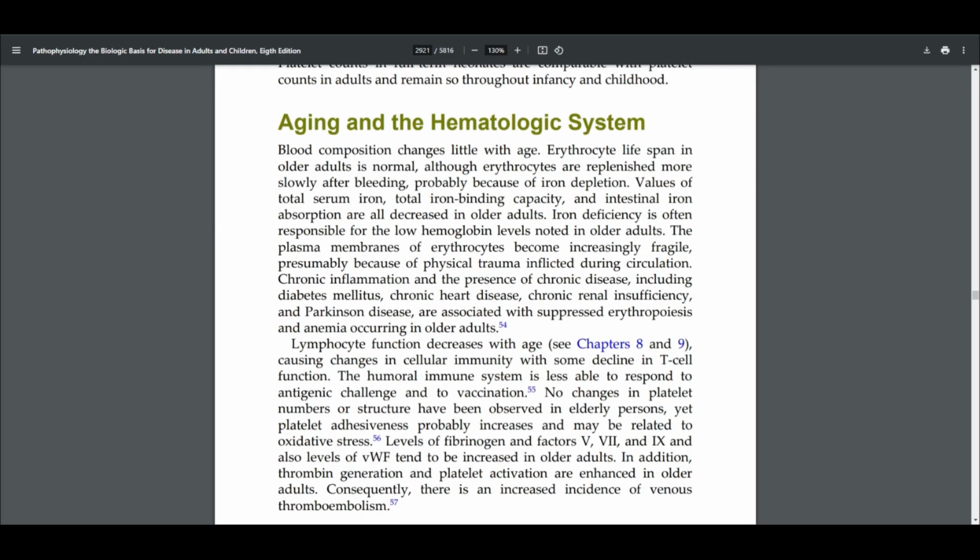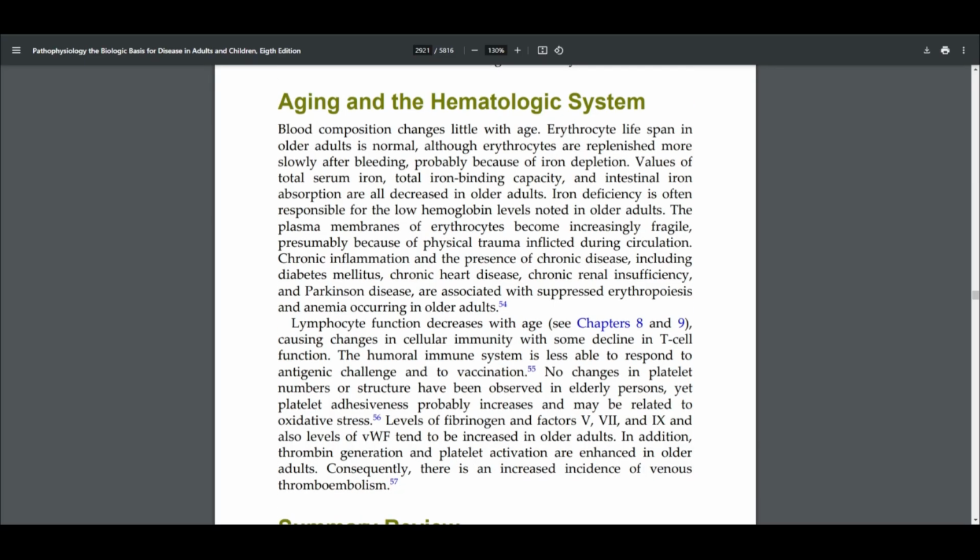Which brings us to aging and the hematologic system. Blood composition changes little with age. Erythrocyte lifespan in older adults is normal, although erythrocytes are replenished more slowly after bleeding, probably because of iron depletion. Values of total serum iron, total iron binding capacity, and intestinal iron absorption are all decreased in older adults. Iron deficiency is often responsible for the low hemoglobin levels noted in older adults.